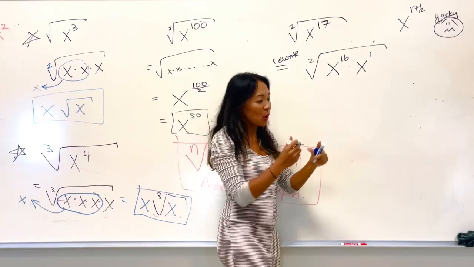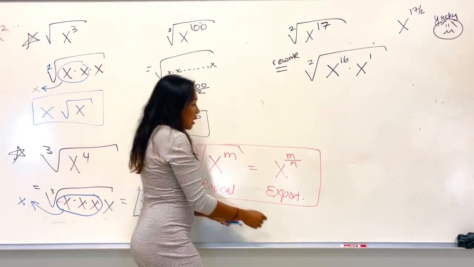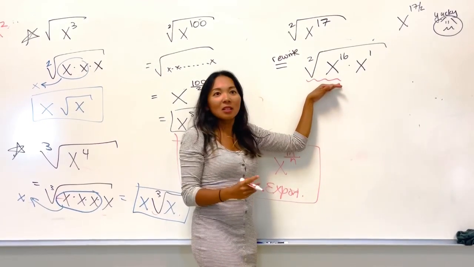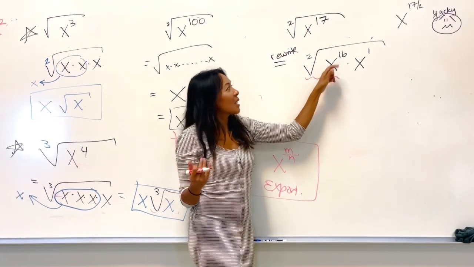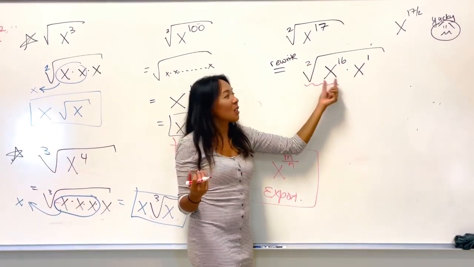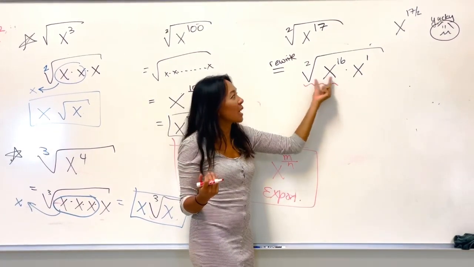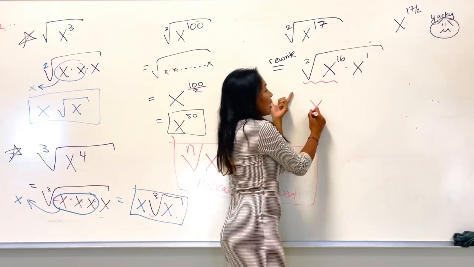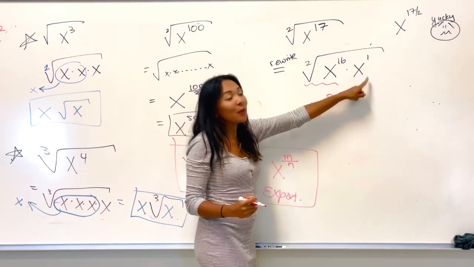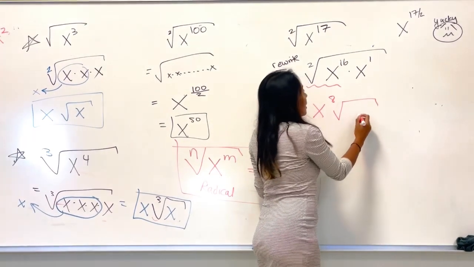Now that I have it in this form, I can use that rule right here to change this part, at least, to be something nice and easy. Can I do 16 divided by 2? 8. I sure can. 8, because there's 8 pairs of x's in 16, right? So I pull this out, and this becomes x to the 8, because 16 divided by 2 is 8. But the leftover stays inside. The leftover is just x.